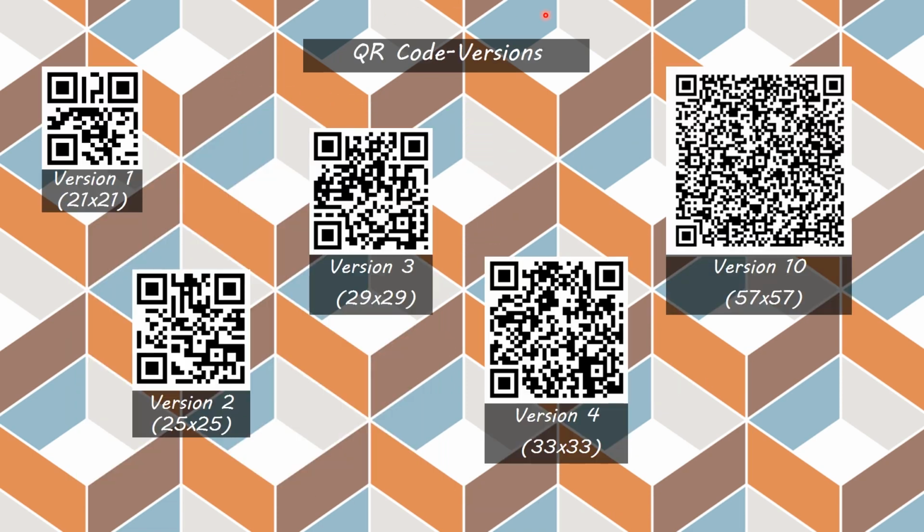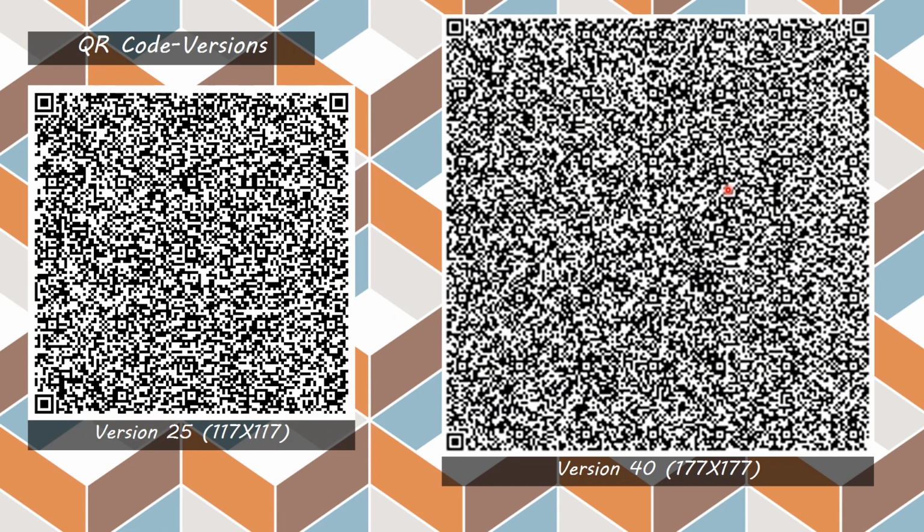Now we look at the various QR code versions. We have this version 1 here. It's 21 cross 21, which means we have 21 rows and 21 columns. Then this is version 2, 25 cross 25. Version 3 with 29 rows and 29 columns. And there's version 4 and version 10. Next we have even bigger versions. This is version 25 with 117 rows and 117 columns. And we have this version 40 with 177 rows and 177 columns. This is the biggest version of QR code available.